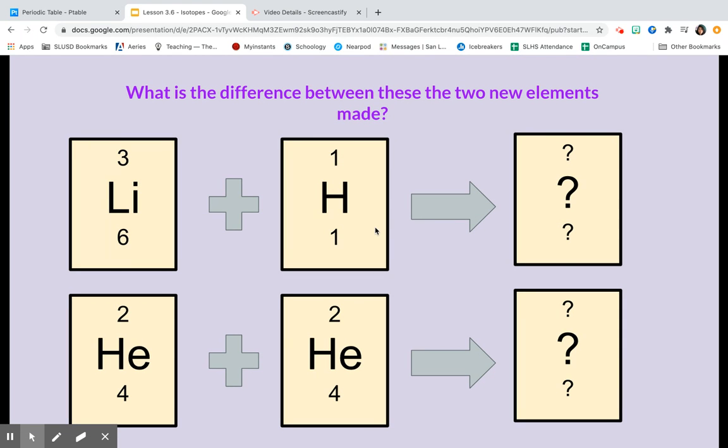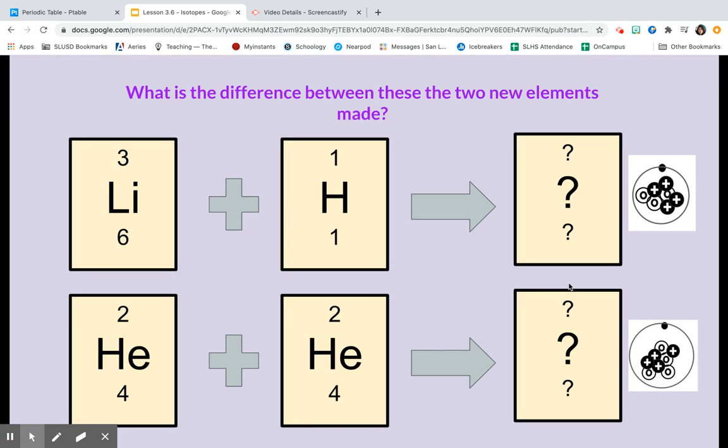So before we start taking notes, I want you to see if you can figure out what elements we make up top and what elements we make down at the bottom. All right, go ahead and pause this video and see if you can figure out what elements you make.